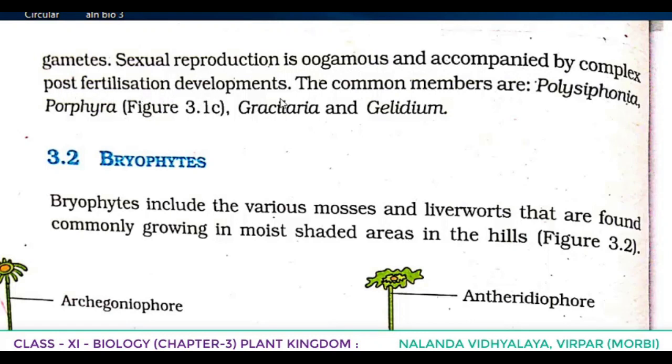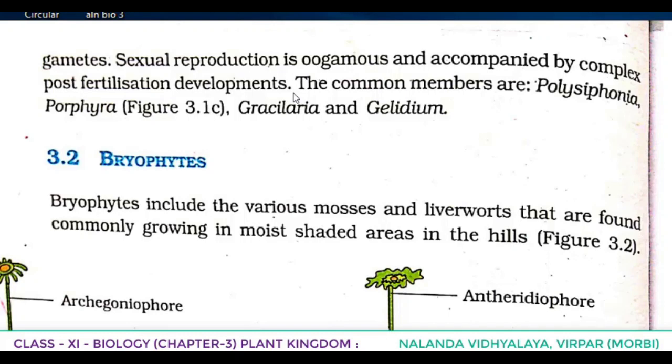post-fertilization developments. You can see that when we are coming to the topic of algae itself, when coming from one class to another class, the evolutionary change you can see. Here, root-like, leaf-like structure we discussed, and even regarding the reproduction also, that evolution you can see: post-fertilization development is present. And the sexual reproduction is oogamous, means you have to understand the female gamete is big and stationary and the male gamete is small and motile. So it's coming towards that. So sexual reproduction is oogamous and accompanied by complex post-fertilization developments.